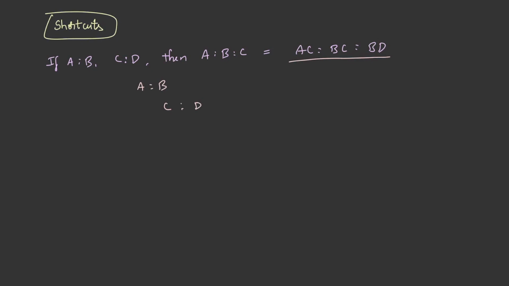Now we shall understand a couple of shortcuts. If A is to B and C is to D are given, then the simplest way to find A is to B is to C is to D will be AC is to BC is to BD. I'll explain a trick to remember this. A is to B is given and C is to D is given. In order to get this formula, first let's multiply A to C, then B to C, and then B to D. That is AC is to BC is to BD.